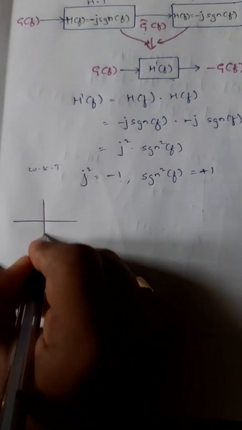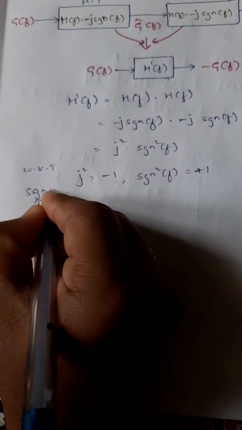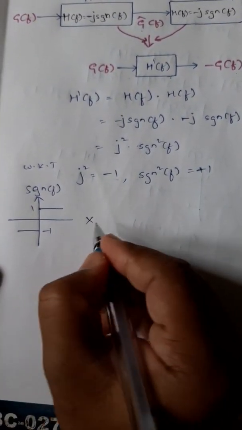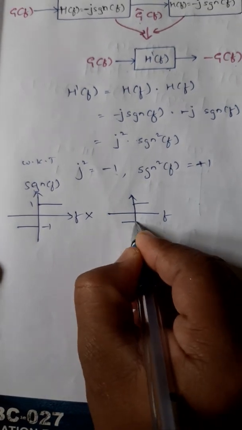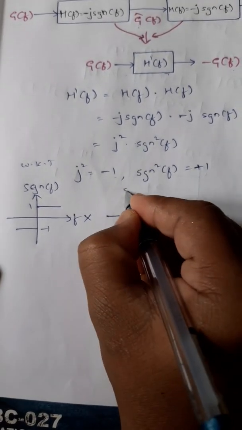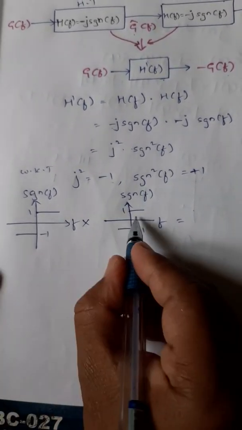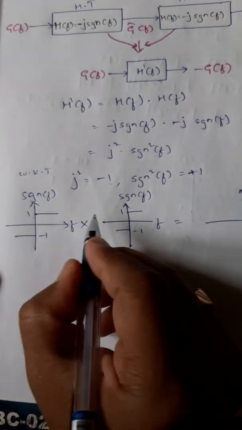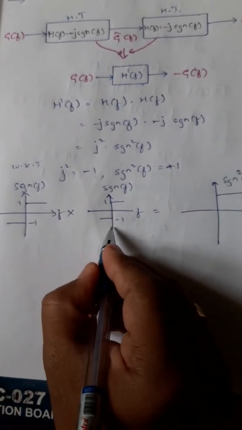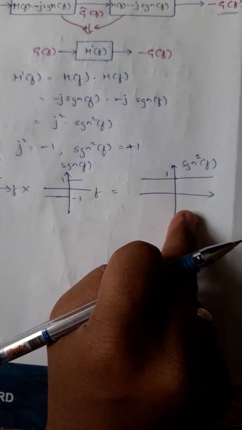Let me take both the things. What is signum of f? It is plus 1 for positive f and minus 1 for negative f. This is one signum function, and it is multiplied with another signum function, again plus 1 and minus 1. So what happens? 1 into 1, it is 1. Next, minus 1 into minus 1 is 1 itself. So if I multiply two signum functions, the result will be plus 1.